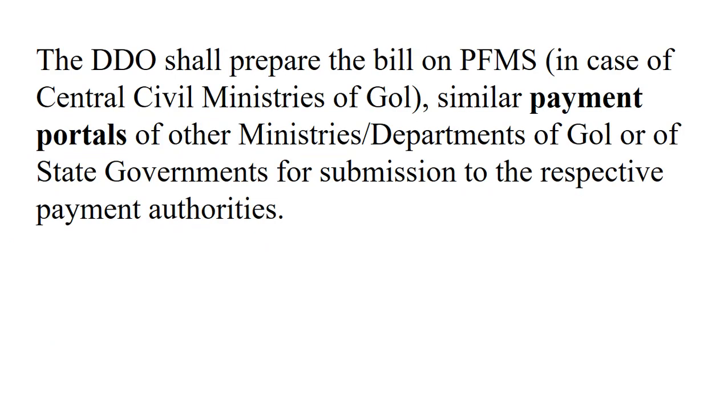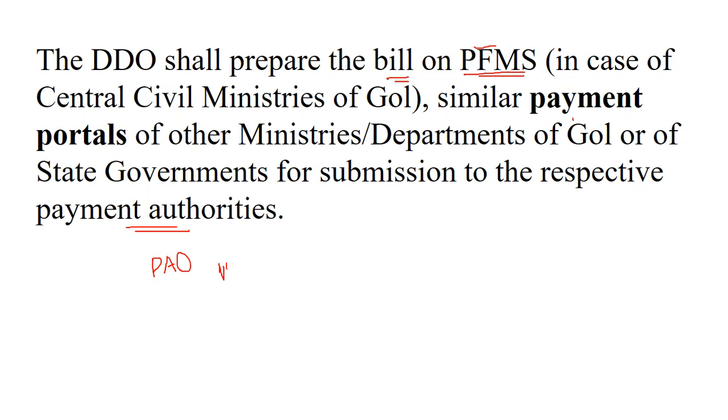And on this basis, the DDO will prepare a bill on the public financial management system in the case of the central government, you know that, or similar payment portals in the case of other governments, in the center and the states. But in the case of the state of Jammu and Kashmir, we had the PO system, and it is not operational in all the departments in the J&K government. So for the time being, we don't prepare and upload the bills on any of the portals, and so we have direct dealing with the payment authorities, that is, our treasury system.